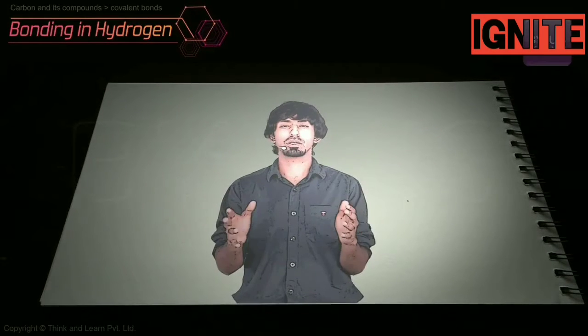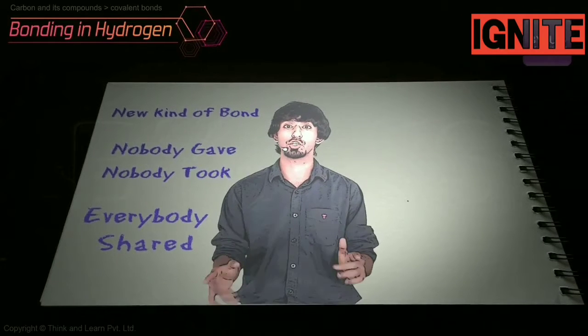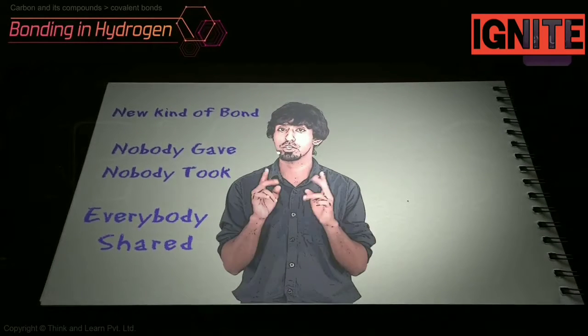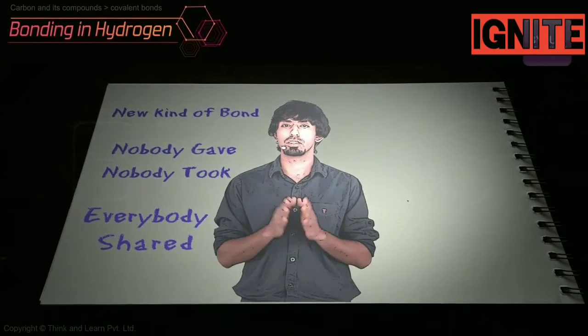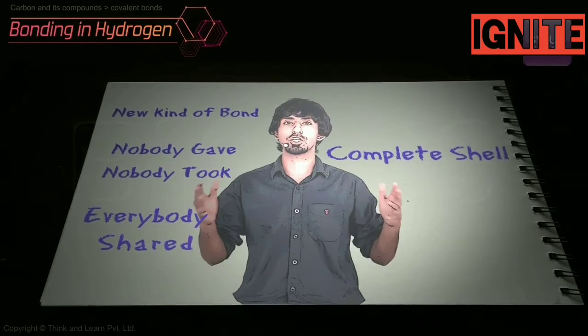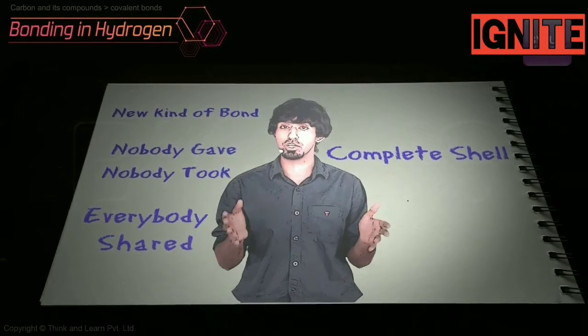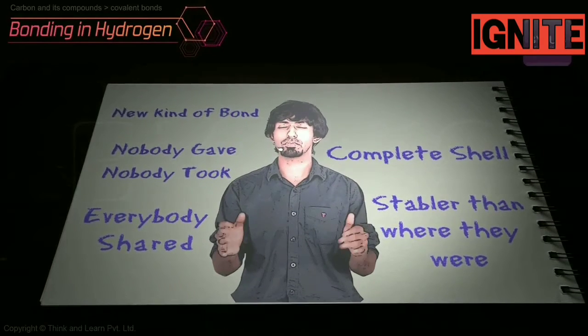So when they're coming together, now all of a sudden, this is a very new kind of bond. Nobody gave, nobody took, but everybody shared. So they both came together, they shared these 2 electrons, or rather this one electron that they each had, they put it together. Now this is one way of understanding it. They have come together, share the electrons, both have a complete shell, both act as if they have a complete shell. It's stabler than where they were. Therefore, it's going to last longer.